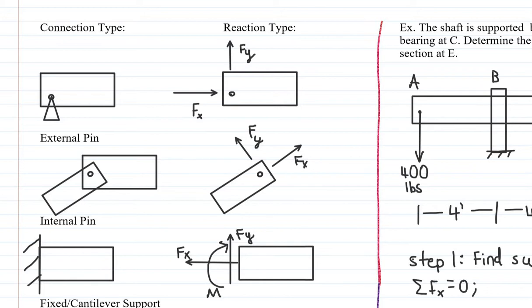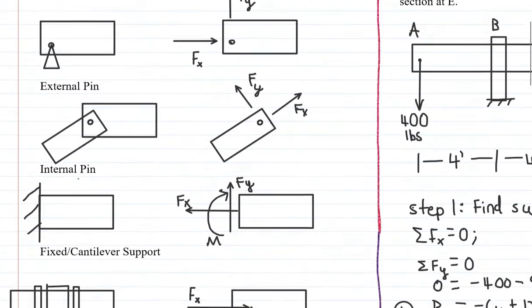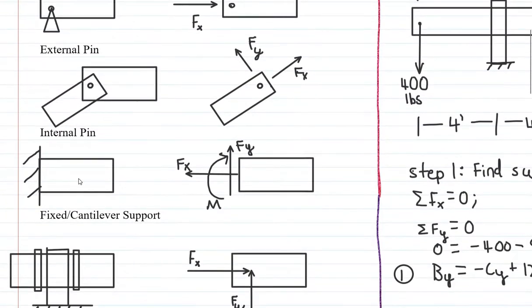Alright, the next connection type is an internal pin, which is very similar. It has two forces, Fy and Fx. The Fx is like a normal force, and the Fy is a perpendicular force.